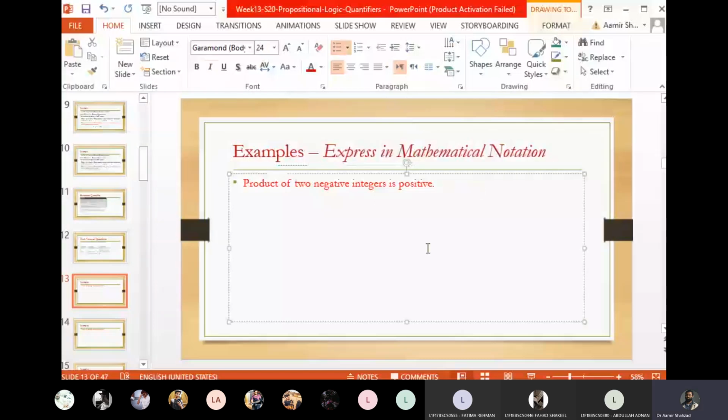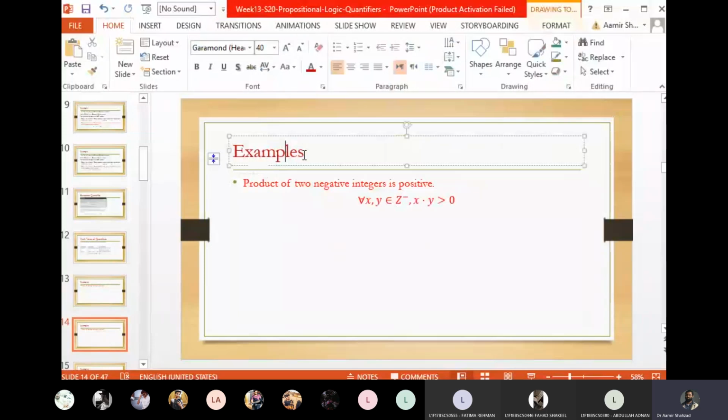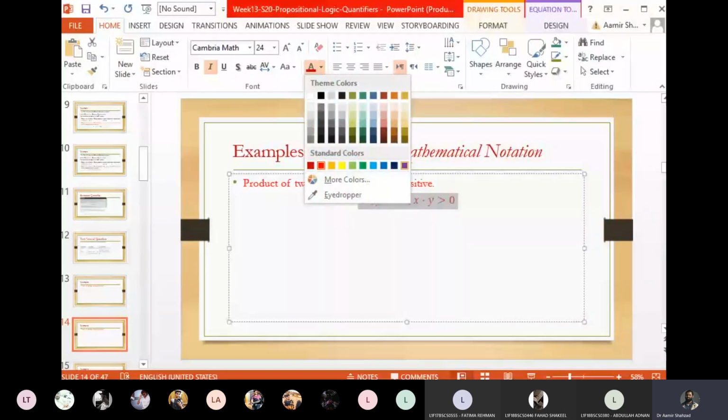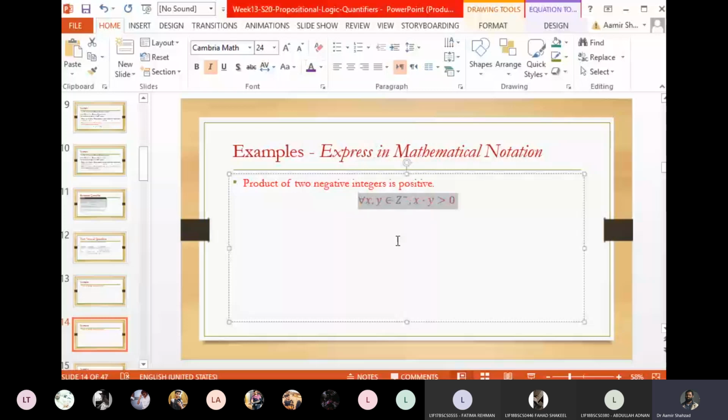So when we express this in mathematical notation, this becomes the product of two negative integers. So we take two negative integers, let's suppose x, y. So they belong to the set of negative integers, Z minus. Z is our set of integers.